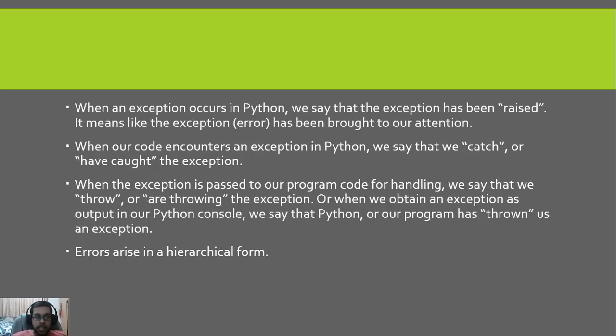When an exception occurs in Python, we say that the exception has been raised. It means the exception error has been brought to our attention. When our code encounters an exception in Python, we say that we catch or have caught the exception. When the exception is passed to our program code for handling, we say that we throw or are throwing the exception. Or when we obtain an exception as output in our Python console, we say that Python or our program has thrown us an exception. Errors arise in a hierarchical form.